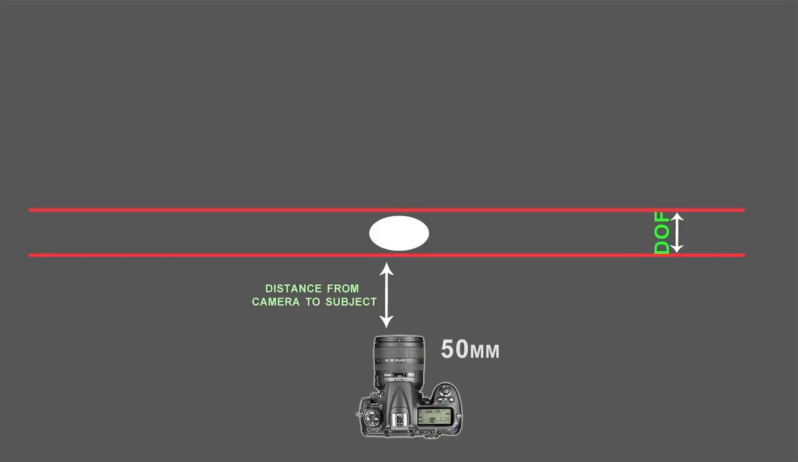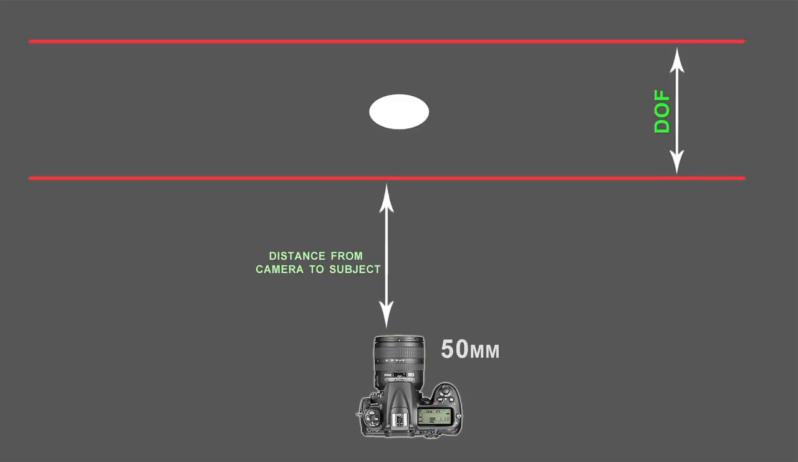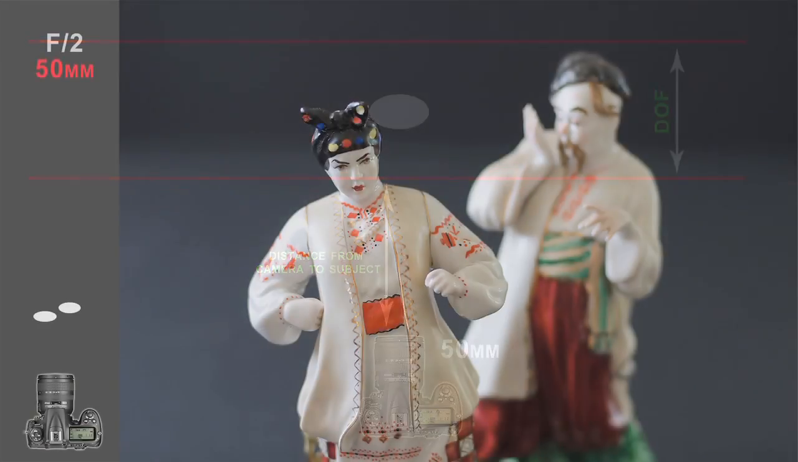So, with short distance from the camera to the subject, you will get shorter depth of field. And the bigger the distance from the camera to the subject, the bigger becomes depth of field. Let's see how it works. For these images, I used my 50mm lens, so I wasn't changing my focal length at all, and I used aperture of f2, which is pretty big aperture opening.